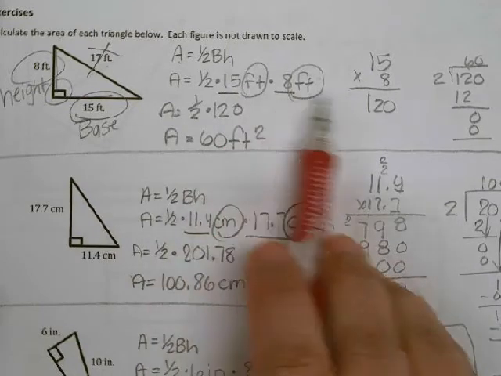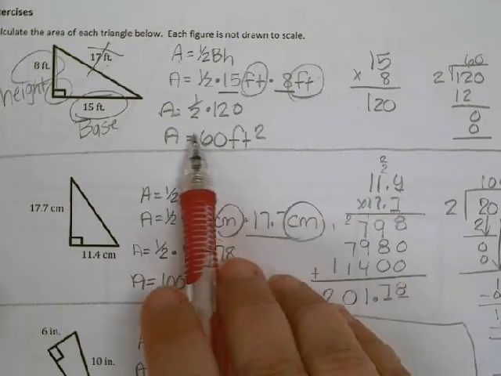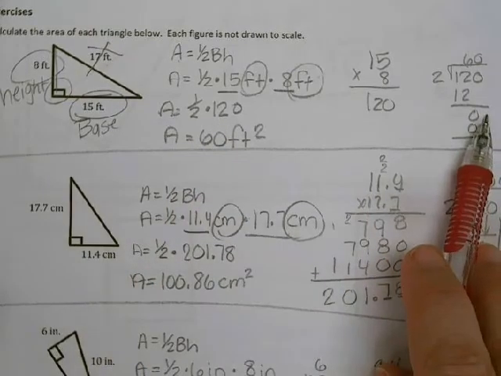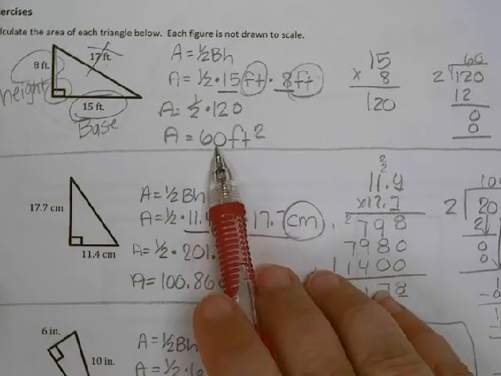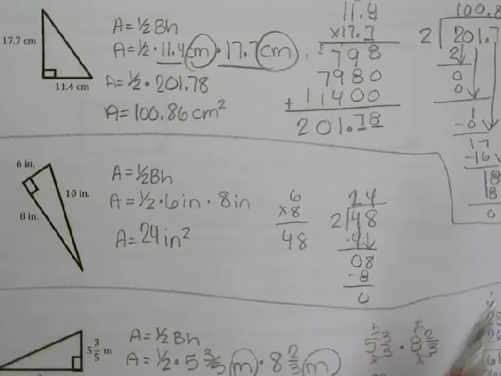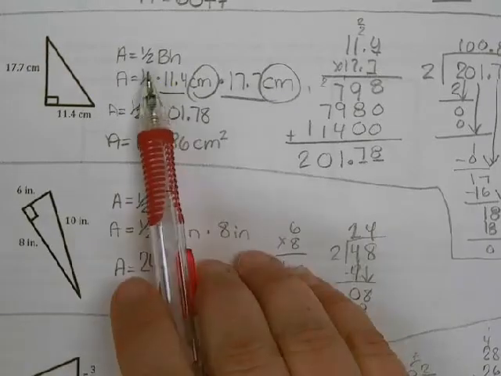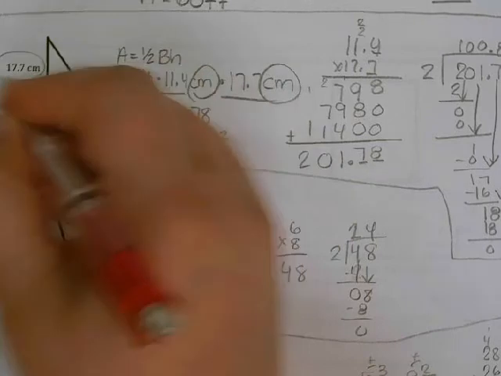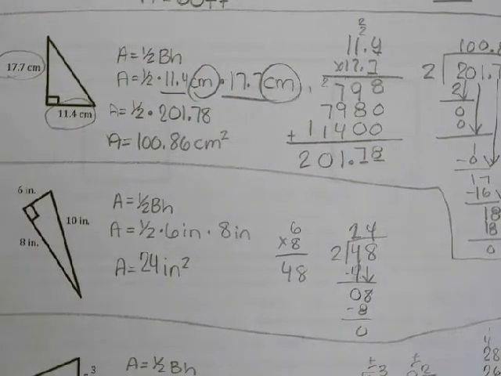15 times 8 is 120. 1/2 times 120 is the same as dividing 120 by 2 and getting 60 feet. And I don't care if you use a calculator on today's work, that's fine. For number 2, you should have used 11 4/10 and 17 7/10.